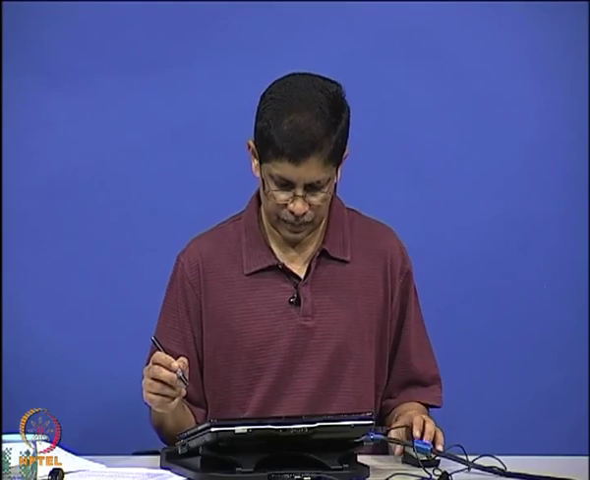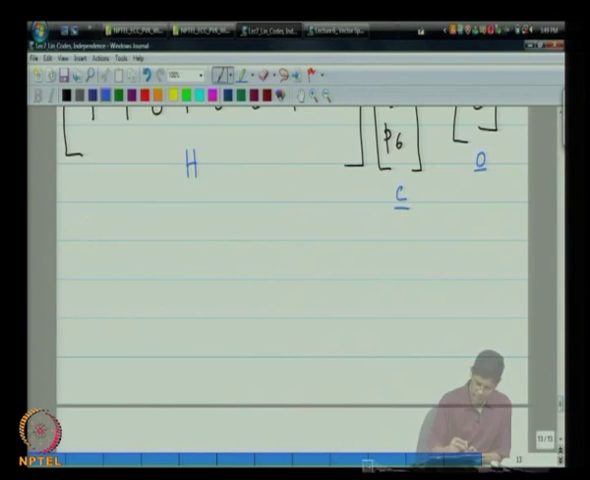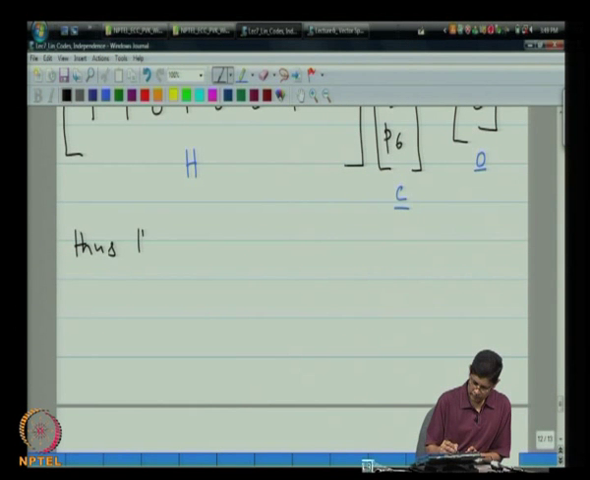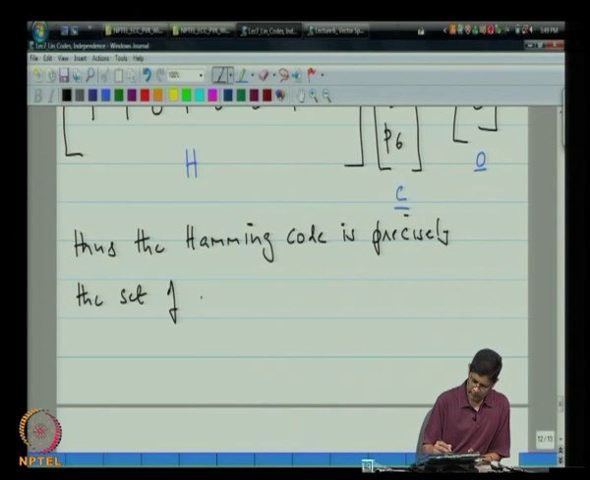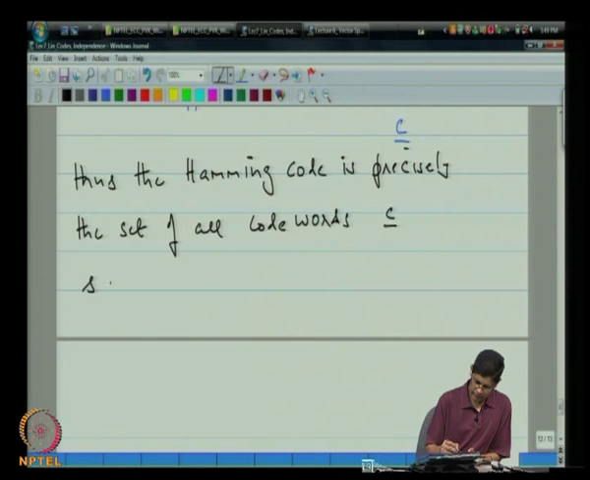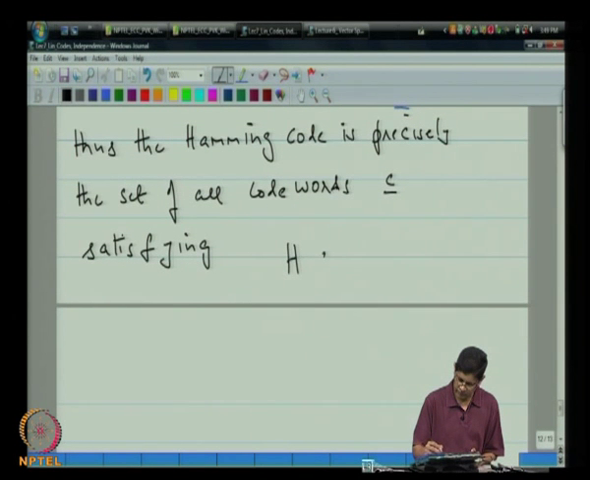So, what we are saying is that an alternative way of describing the Hamming code is simply to say that it is the set of all vectors which satisfy an equation of the form H times C equal to 0, or in other words, the code is simply the set of all vectors which lie in the null space of H. Thus, the Hamming code is precisely the set of all code words C satisfying H times C equal to 0.